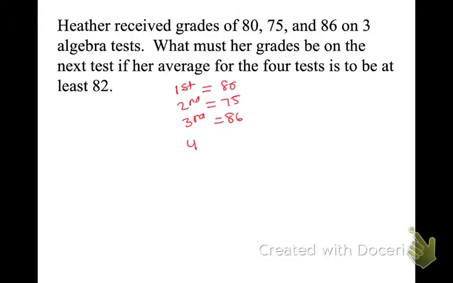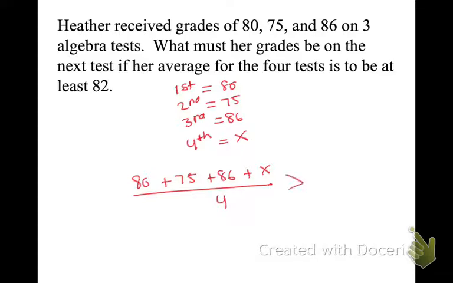The fourth, we don't know it. We'll call it X. So how we do an average is we have to add them all together. 80 plus 75 plus 86 plus the fourth test, X. And we have to divide that by 1, 2, 3, 4 tests. Now all of that has to be greater than or equal to, because if it's less than, it won't give her an 82.